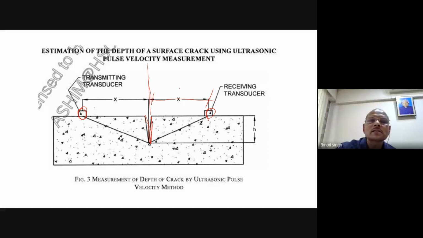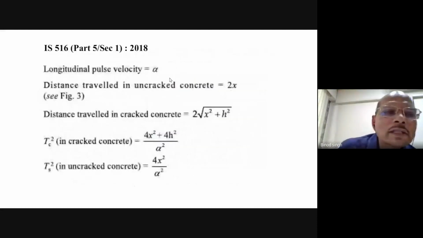Say this x distance is known, and similarly this x distance is known. With the help of this and the velocity, we will be able to find the crack depth. I would like to explain that, because it was not in the earlier code.